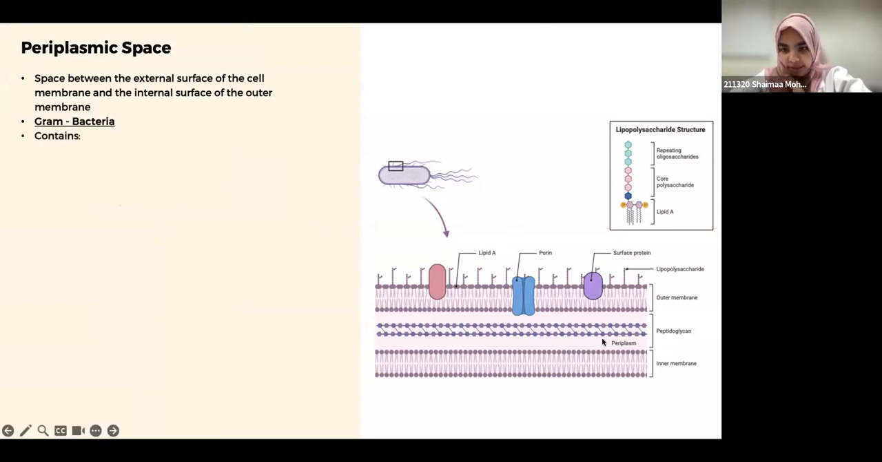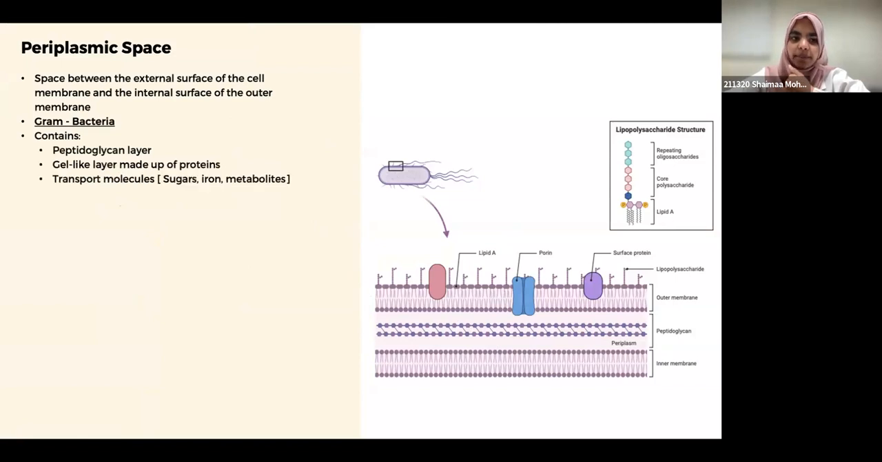So what does it contain? What's inside it? You can see that there's the peptidoglycan. And it itself is a gel-like layer that has proteins and other molecules, okay? It contains sugars, metabolites, and very importantly, enzymes. These enzymes can be lytic enzymes, and lytic means it breaks down. So it can be enzymes that break down lipid, lipases, enzymes that break down protein, proteases, enzymes that remove phosphate, phosphatases, and stuff like that.